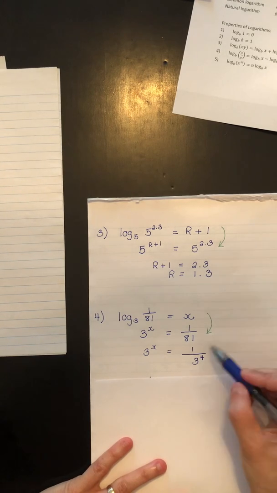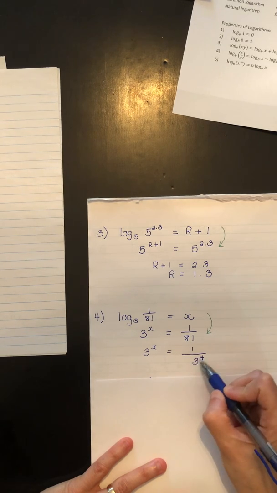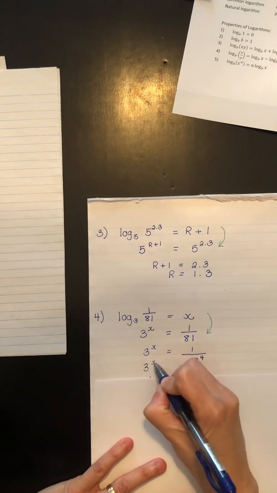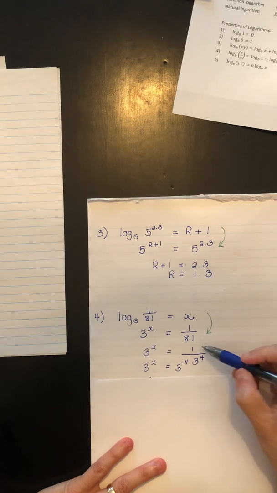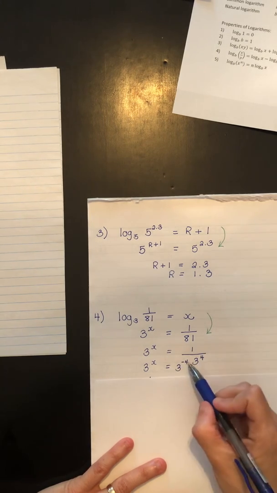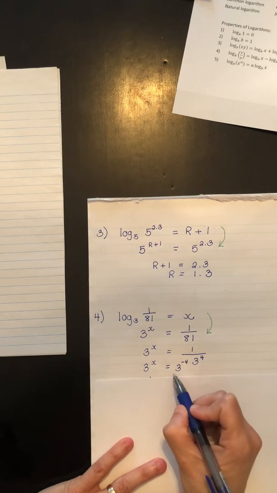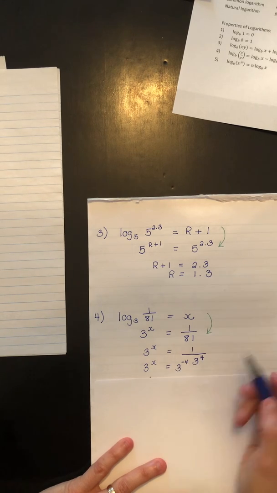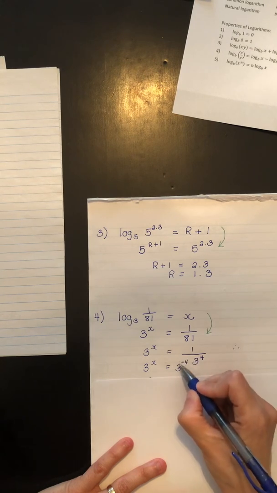After that step, it's not good enough to have the power in the denominator. So we need to next write this 3 to the x is equal to 3 to the -4. So 1/3 to the 4 is the same as 3 to the -4. And now we have both sides powers of the same base, so we can equate the exponents. So x is equal to -4.